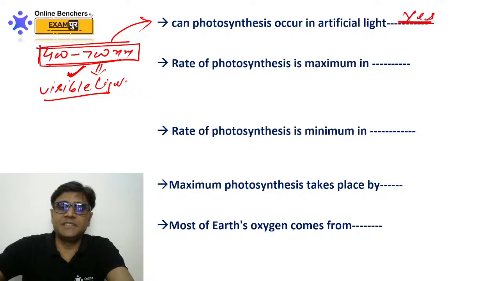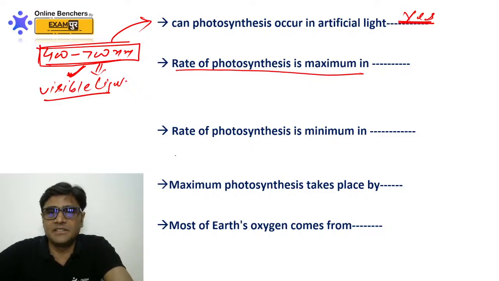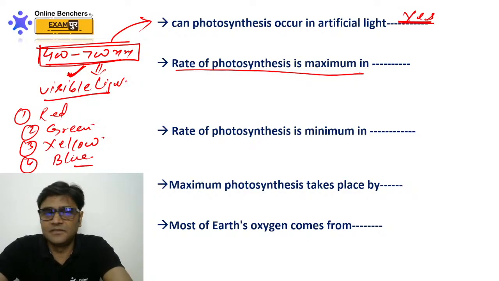Okay. Now the next question, very important: rate of photosynthesis is maximum in which color of light? Suppose in options we have red light, green light, yellow light, and blue light. Tell me the right answer. Rate of photosynthesis is maximum in which color of light? Your answer should be red light. So just remember, rate of photosynthesis is maximum in red light.